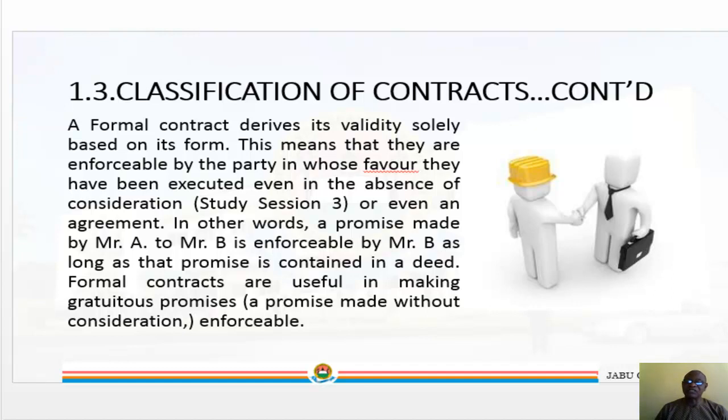In other words, a promise made by Mr. A to Mr. B is enforceable by Mr. B as long as that promise is contained in a deed. Formal contracts are useful in making gratuitous promises, a promise made without consideration, enforceable.